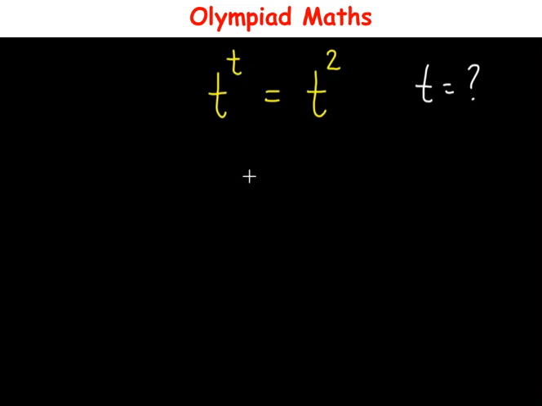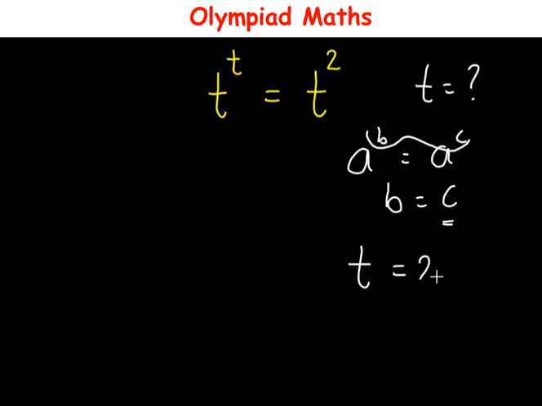How? You see, following this rule of indices, that if you have a raised to power b equals a raised to power c, since they have the same base a, simply compare the exponents such that b is equal to c. Now in this case, we have the same base t, simply compare the exponents such that the value of t is equal to 2.